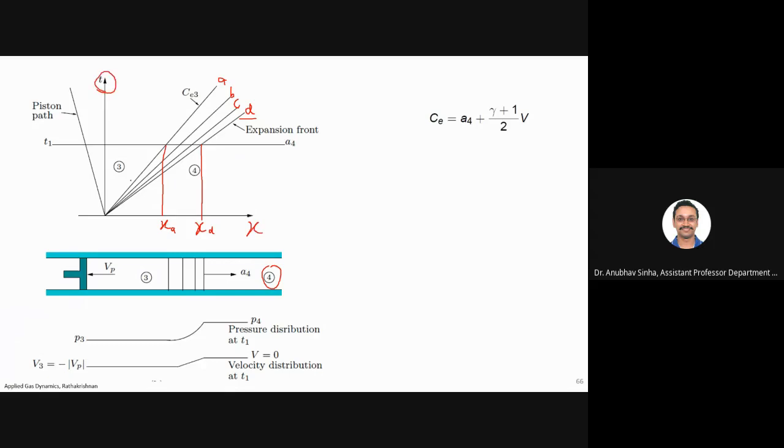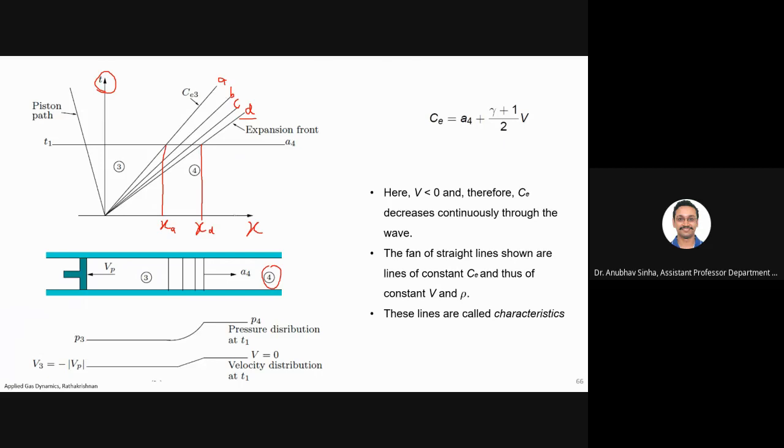So that is what is happening here, and as you can see, this is sort of expanding. This is opening like a Japanese fan. That is why it is also called an expansion fan or expansion wave. Okay. So for this speed C, that is given by A4.